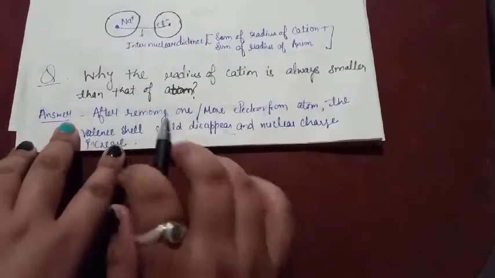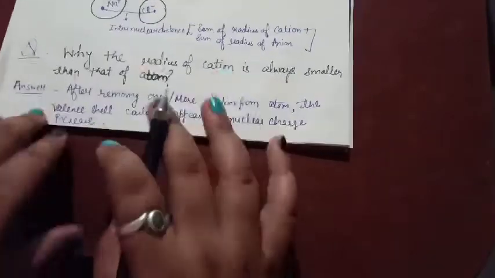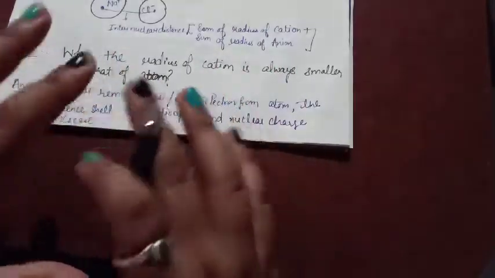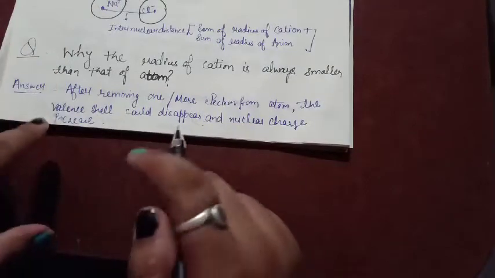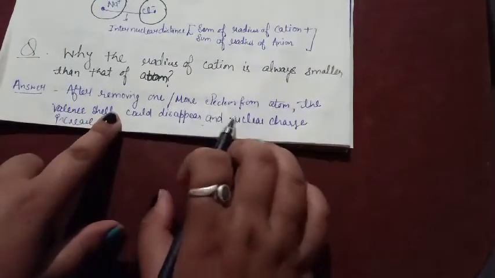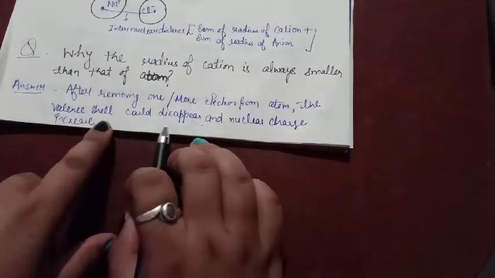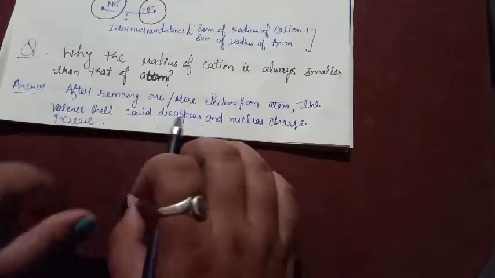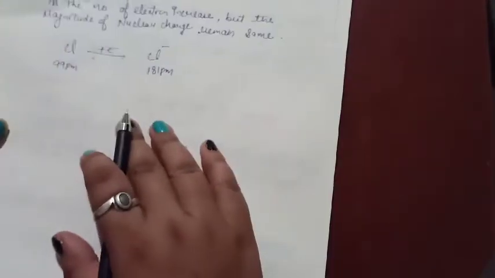So see, I have written a little explanation, but you have to learn it from your book because a vast explanation is given. If you want, then I can dictate that also to you. After removing one or more electrons from the atom, the valence shell could disappear and the nuclear charge increases, which leads to what? Increase in nuclear charge and decrease in atomic size.